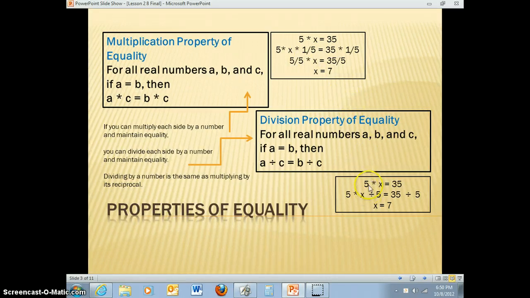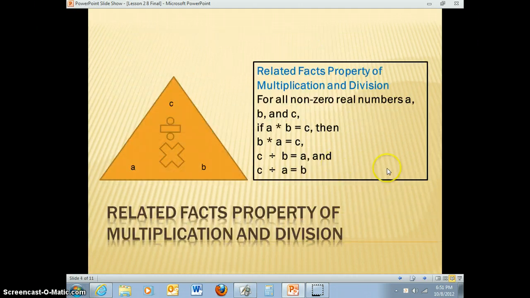Same thing down here with division. I have the exact same equation, but instead of multiplying by 1/5, I could say, hey, I'm going to divide by 5. So as long as I divide both sides by 5, I make the 5 go away, and I'm back down to x equals 7. All right, then let's talk about the related facts property.